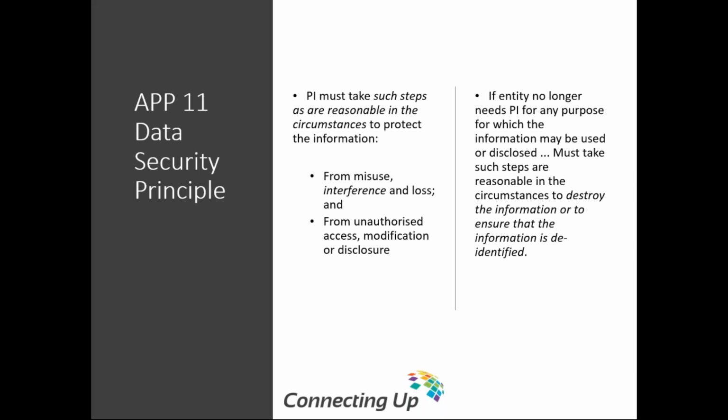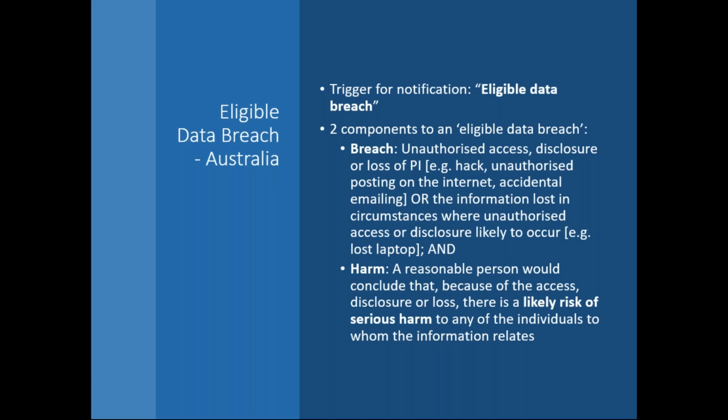So APP 11 in the Australian APPs says that you have to take such steps as are reasonable to secure it, and the second part is that if you don't need it for the purpose for which it was collected, you should destroy it or de-identify it. So that fits into that data minimisation principle I was talking about before. So you have a positive obligation to make sure that the data you have is secure. You also have a positive obligation to make sure that you delete or de-identify data that you no longer need.